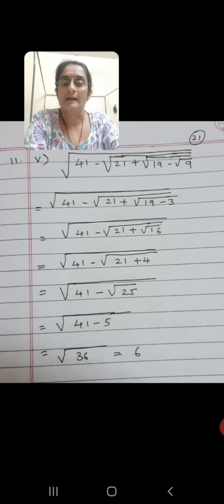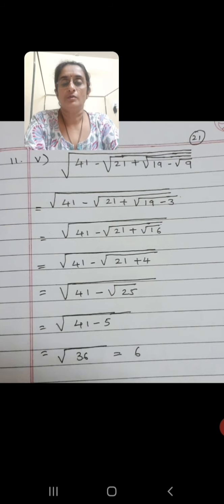Let us solve that square root now. 21 plus 4 gives us 25. When you open that root, you will get root of 25 is 5. Now 41 minus 5 you will get 36, and root of 36 is 6. So 6 is the answer.